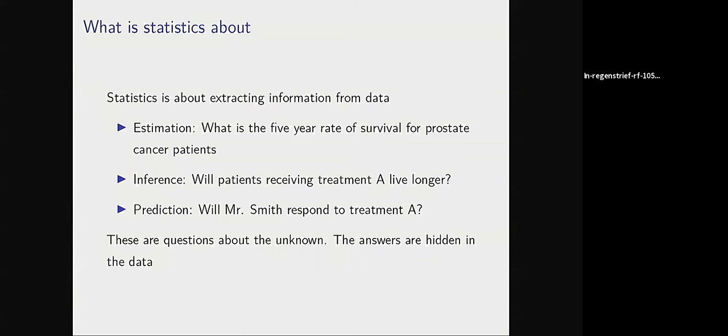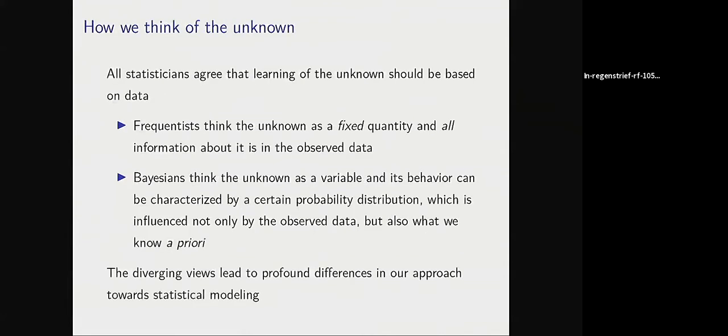So all of these address the unknown. They're questions of the unknown, and statisticians agree that the answers to these questions are in the data. Now, because we all agree the answers are in the data, how we actually approach answering the unknown is very different depending on the statistician's paradigm or point of view. And currently there are two major schools of thought in statistics today, frequentist and Bayesian. So the frequentist school of thought is that the unknown can be characterized as a fixed quantity, and that the entire 100% of the information about the unknown is contained in the observed data.